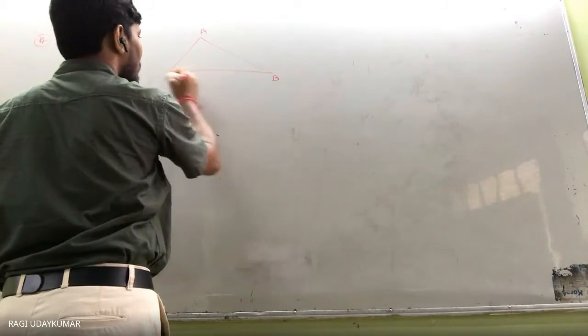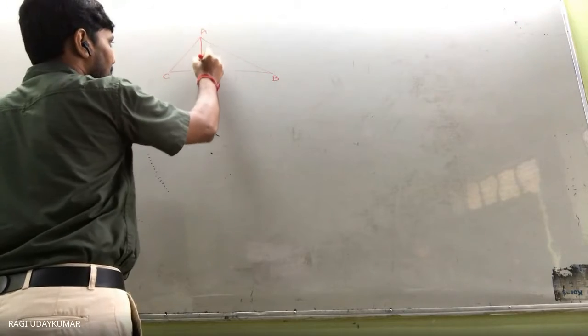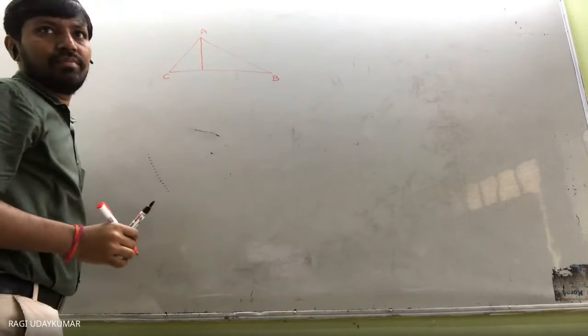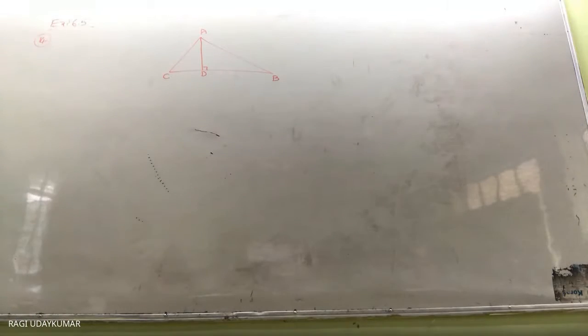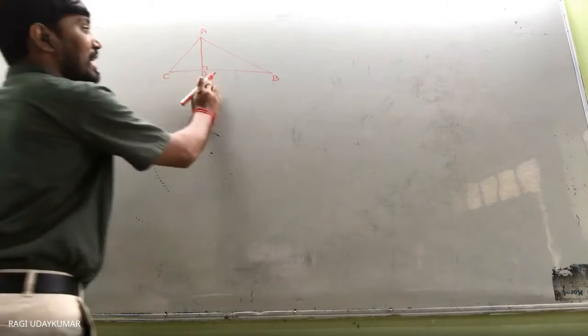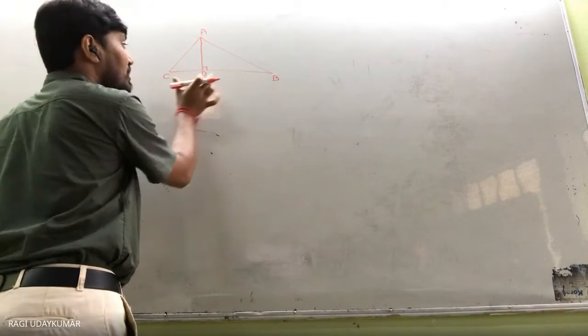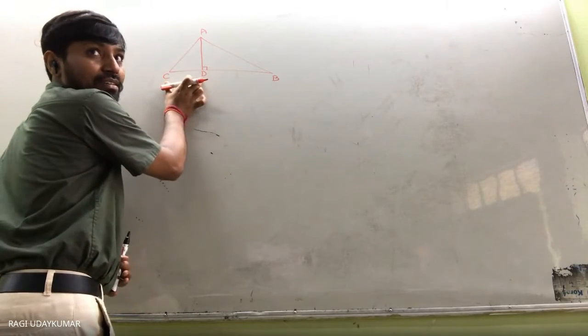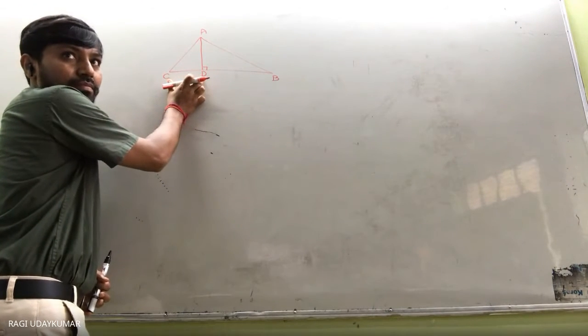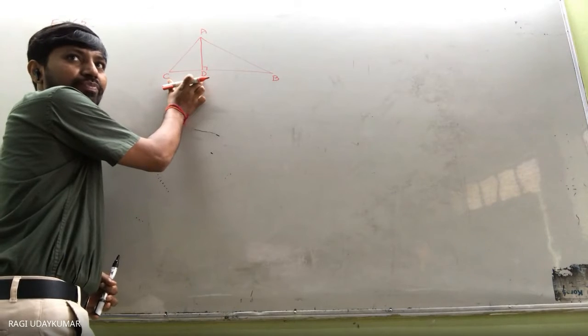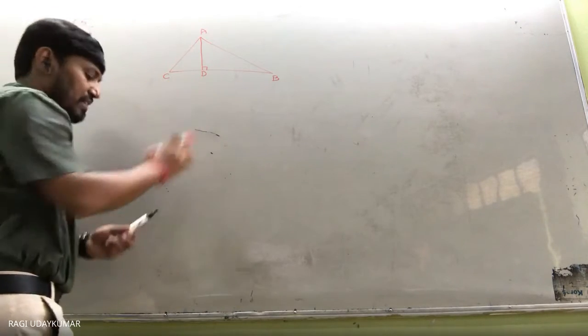Here it is given A, B, C. Perpendicular from A onto BC, such that DB is equal to 3 times CD. DB is equal to 3 times CD. This is equal to 3 times this one. Is it clear to you? The question is given to you.